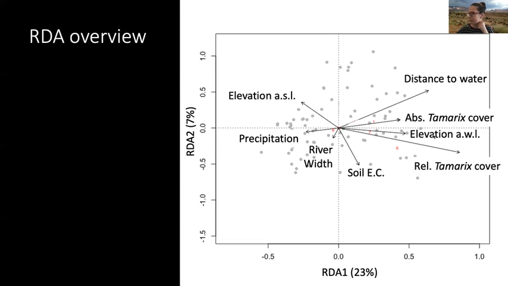So at high levels of RDA1 here, we have sites that are far from water, have high Tamarix cover, both absolute and relative, and high elevation above water level. So these sites are far away from the elevation and precipitation, so that means they have lower elevation above sea level and lower precipitation. So these are our dry Tamarix dominated sites.